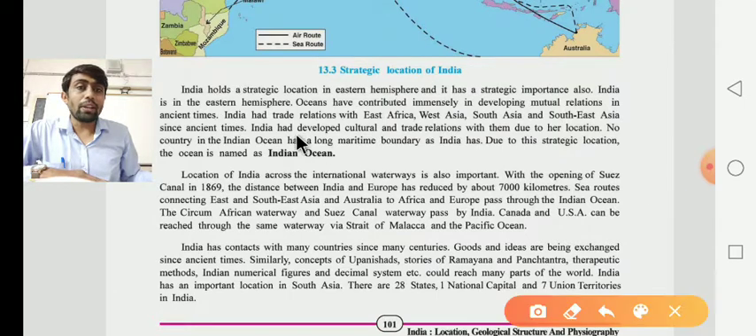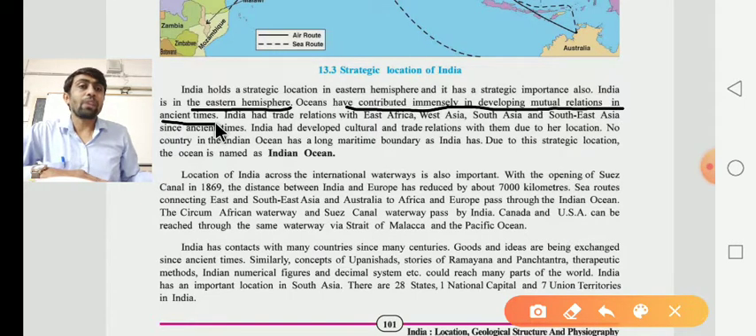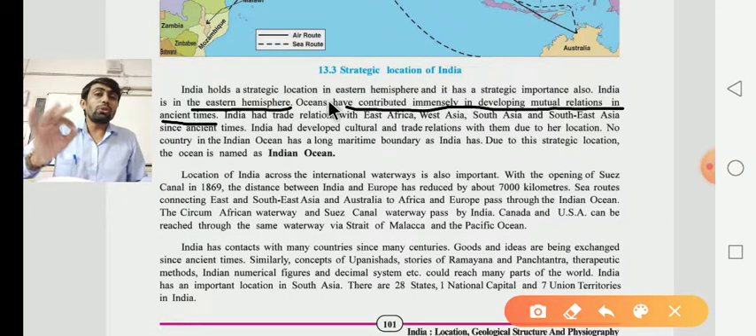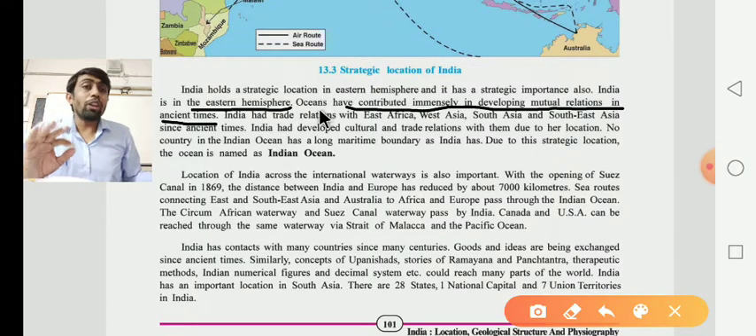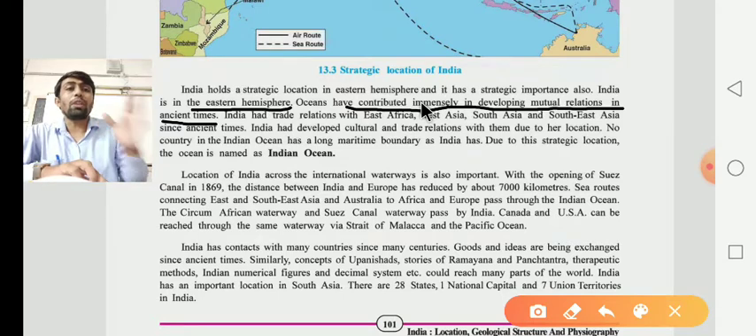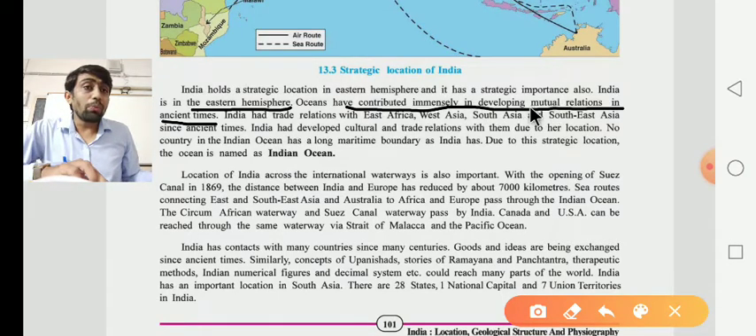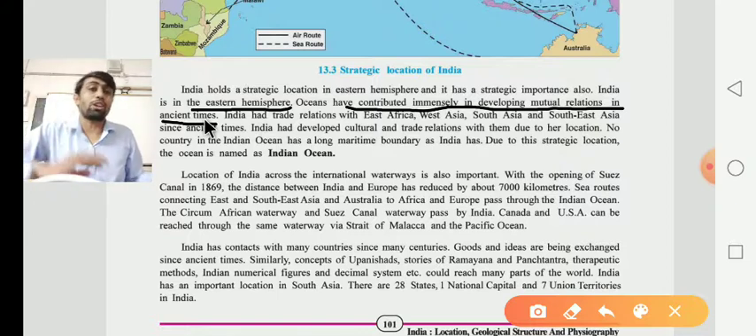Now dear children, India is in the eastern hemisphere. The oceans have contributed immensely in developing mutual relations in ancient times. Due to India's location in the eastern hemisphere, we get the benefit from the ocean, and that's why we could develop mutual relationships with other regions since ancient times through sea transportation.